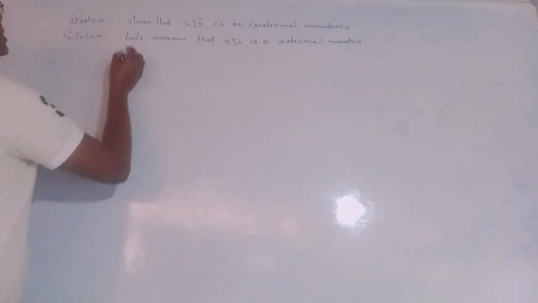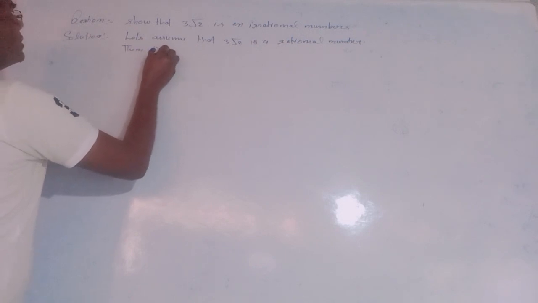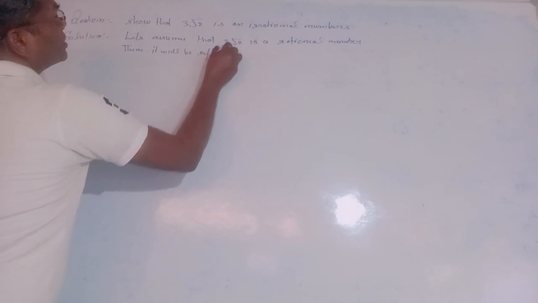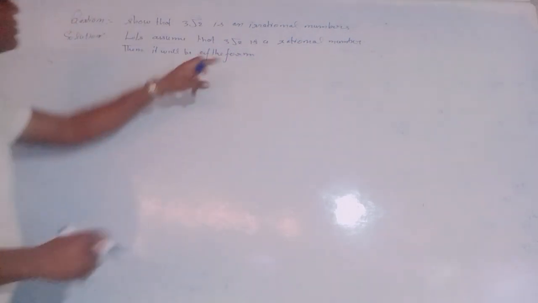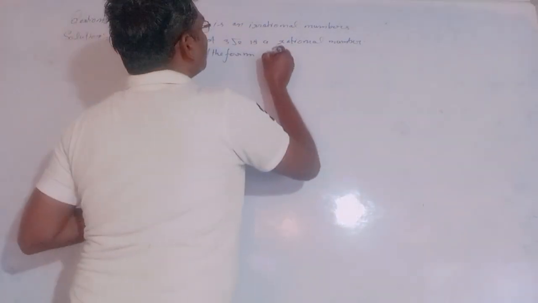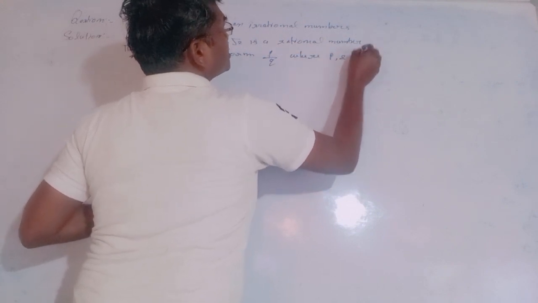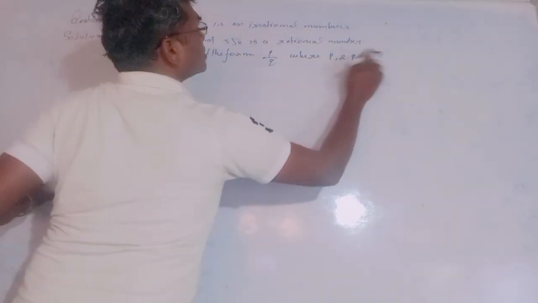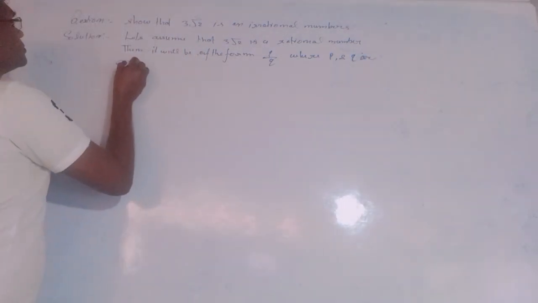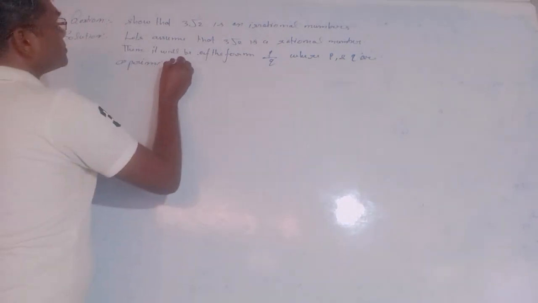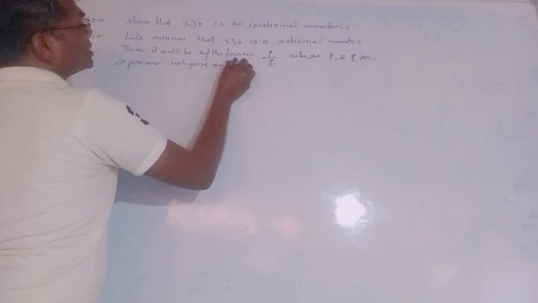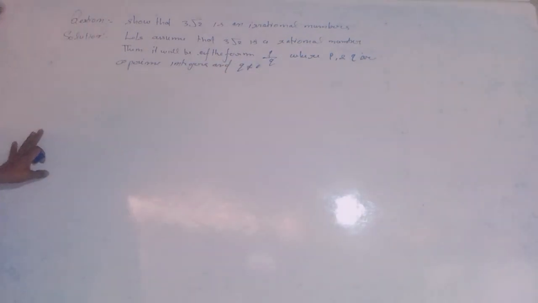Then it will be of the form p by q, where p and q are co-prime integers and q is not equal to 0. Okay, so co-primes, and q is not equal to 0.